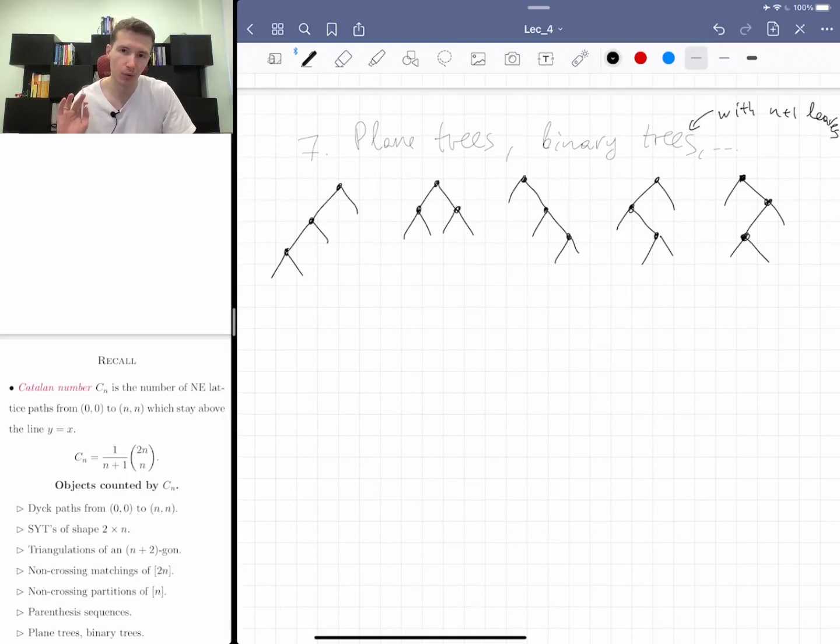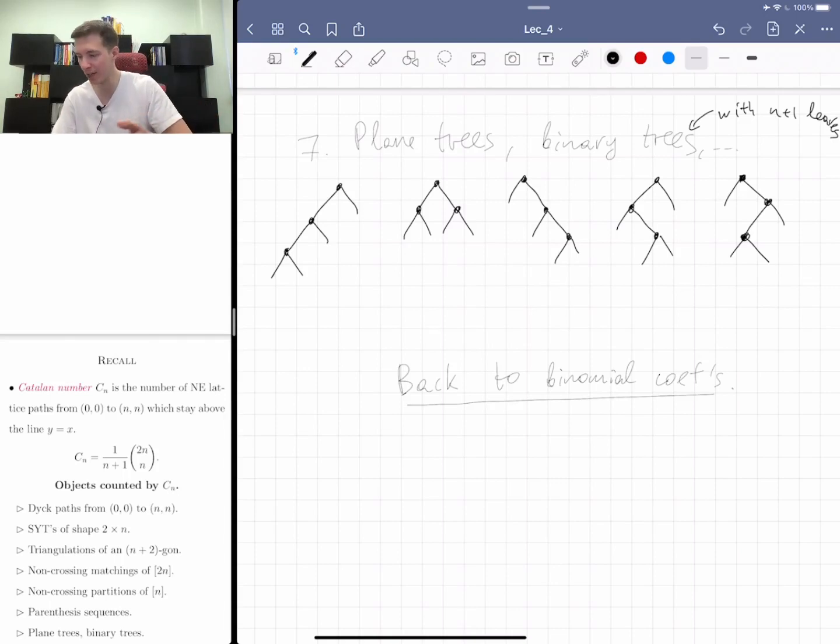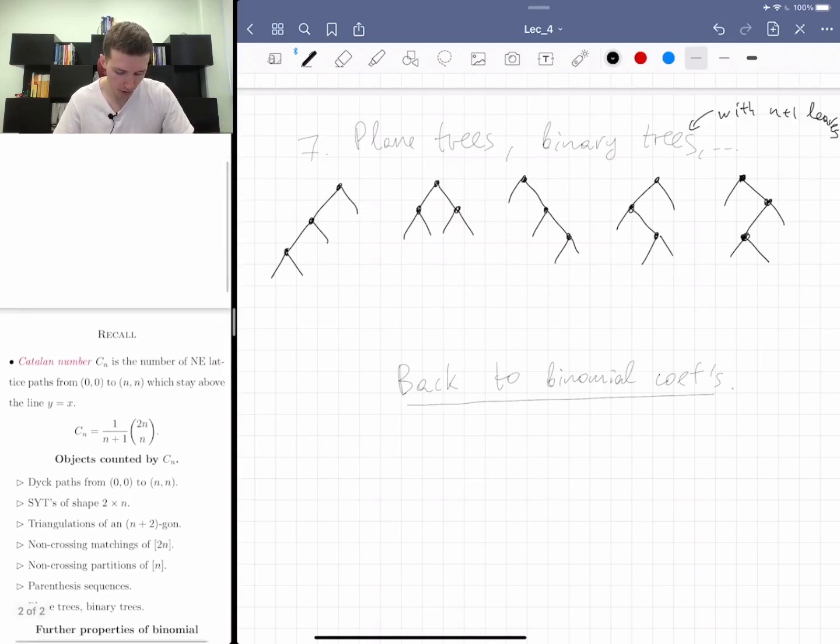For now, we're basically done with the Catalan numbers, and I want to go back to binomial coefficients, because there were a few properties which I did not mention. I started talking about lattice paths, and then I decided to go in the Catalan direction. But there is more to say about binomial coefficients, which is going to be more useful to us.